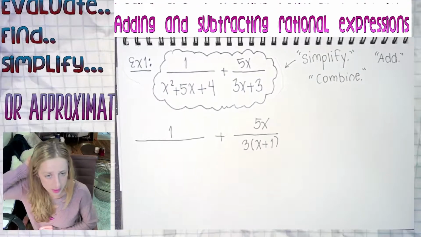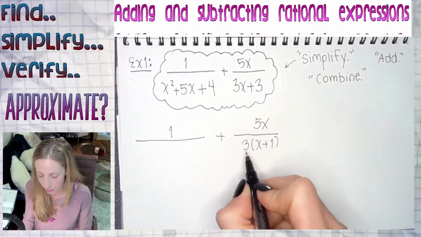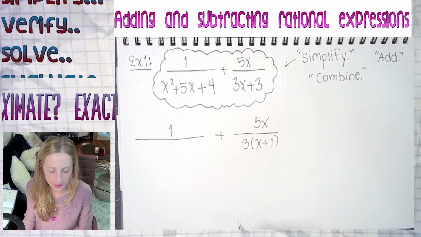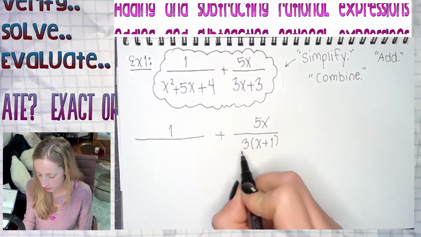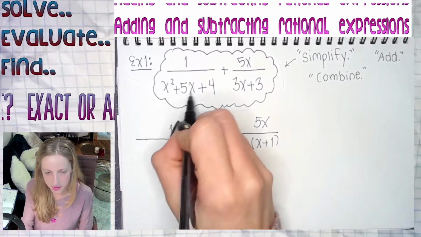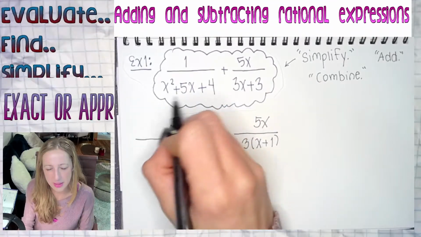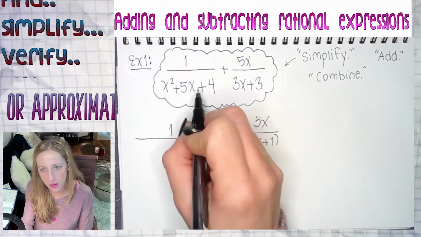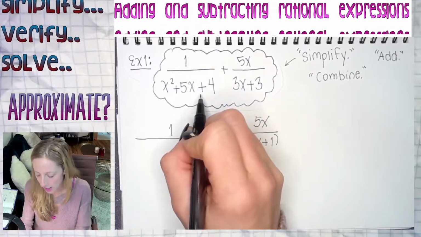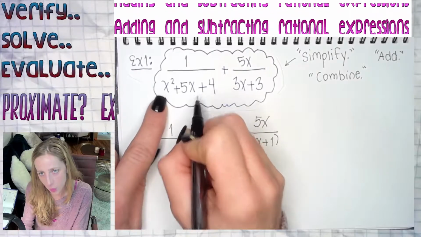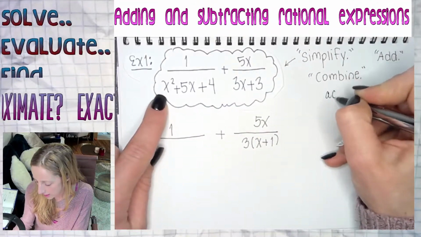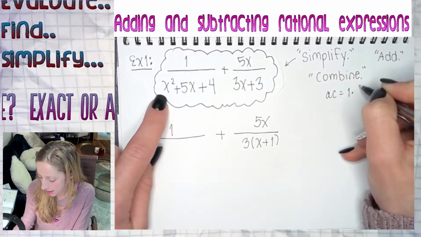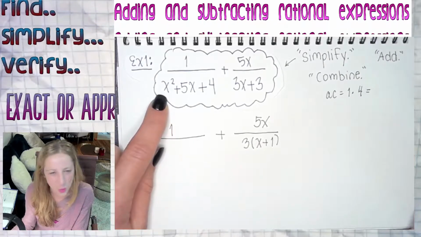Those are the Skittles that this denominator has. They have a 3 Skittle and an X plus 1 Skittle. What Skittles does this one have? Can anybody tell me what that is factored? We talked about the AC method having that shortcut as long as the A is 1. A is 1, C is 4. What's 1 times 4?